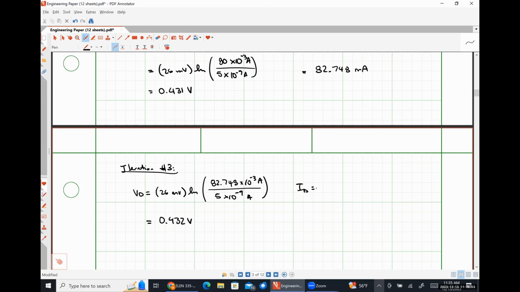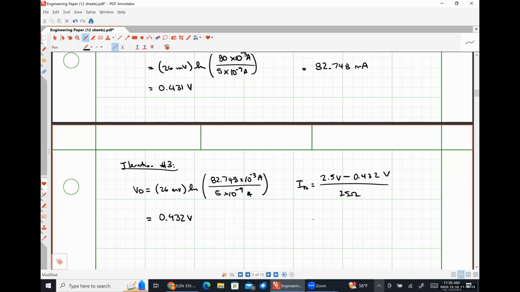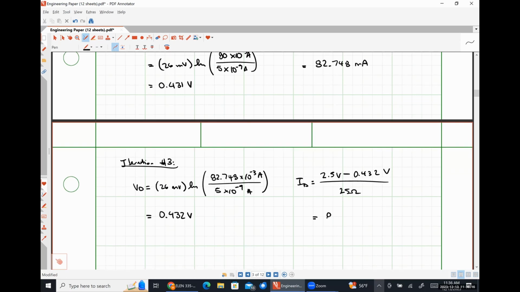And ID was 2.5 volts minus 0.432 volts, divided by 25 ohms, which comes out to be 82.713 milliamps. And we could keep going on and on and on if we wanted to, but I would argue that since our change in our voltage is literally a millivolt, we're probably good to stop.